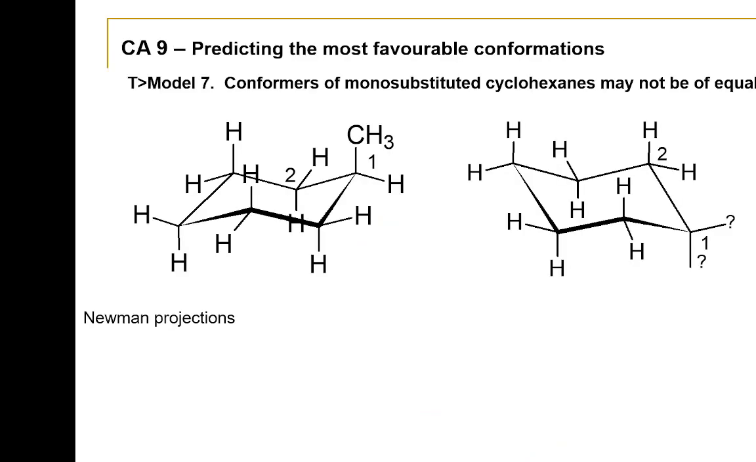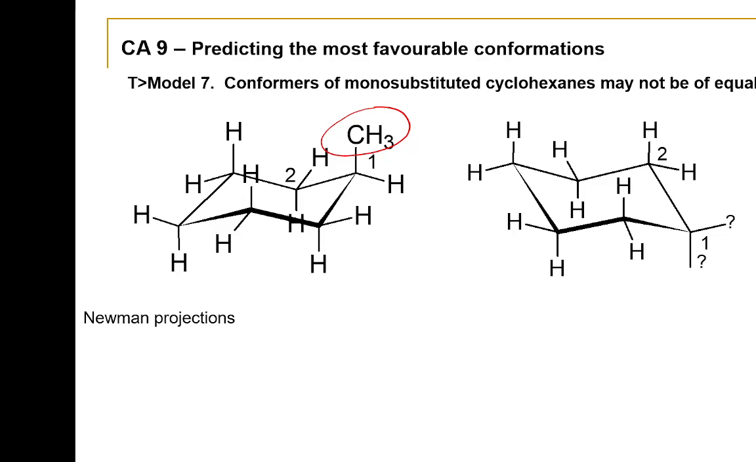Okay, so what we need to do at this stage is to start to talk about what happens when you have a substituent on the ring. And in teaching model number 7, I make the comment, conformers of monosubstituted cyclohexanes may not be of equal energy. So what I've drawn here are the two conformers of methyl cyclohexane. And I've labeled carbon number 1 is where the methyl group will be. So you can see that the methyl group is here.